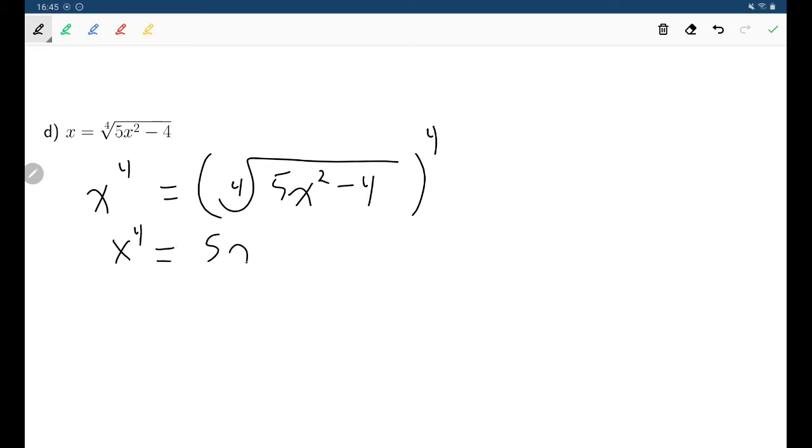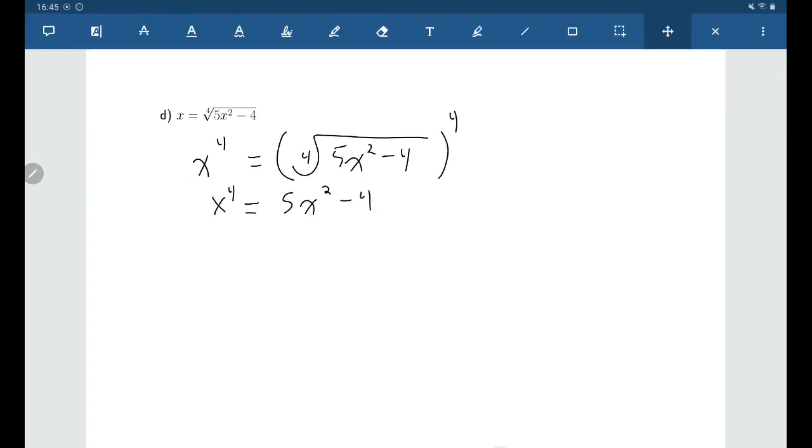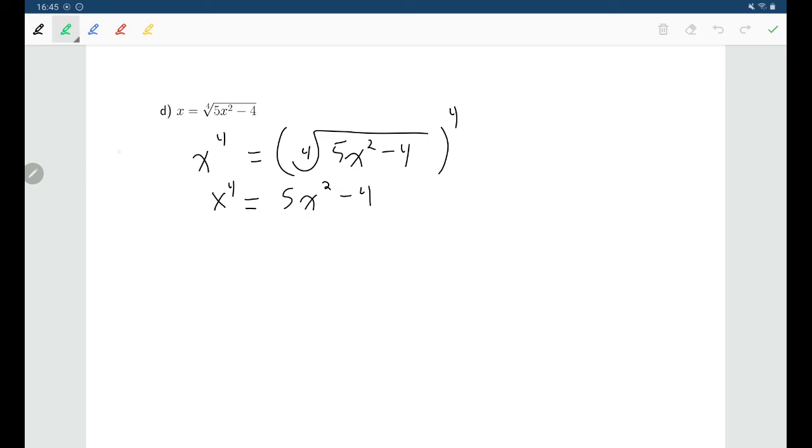Now, that means that on the right side, we'll now just have 5x squared minus 4. This would be the warning sign that is coming up. We raised both sides of the equation to an even power. That means that we're going to need to check our solutions. So at the very end of it all, we'll need to find out whether the value that we found for x will solve the original equation. So we'll keep that in mind, that we'll solve, but later on we'll need to go back and check those solutions.